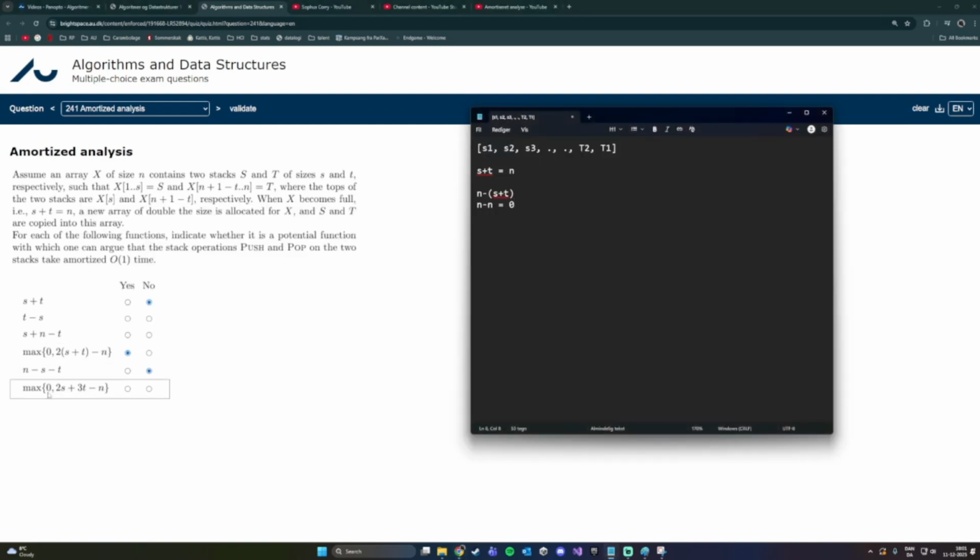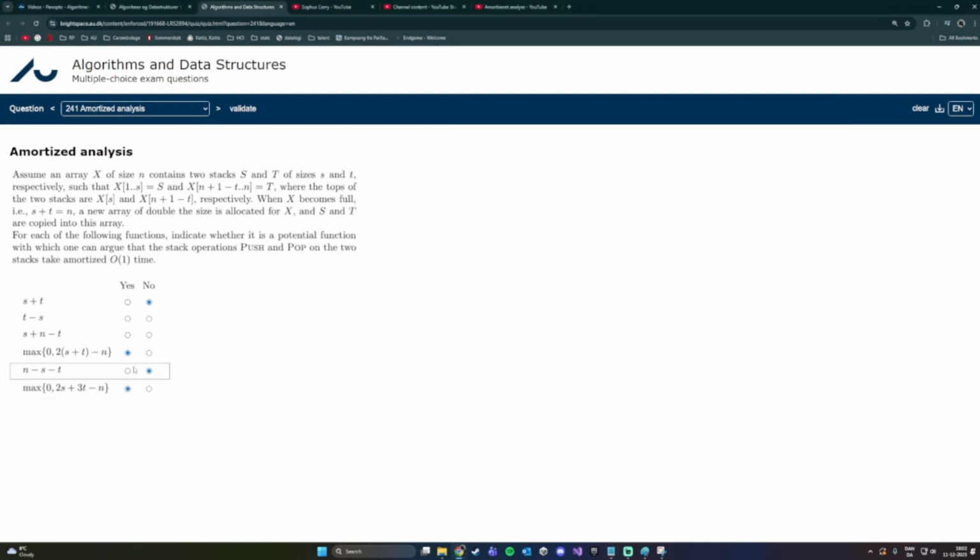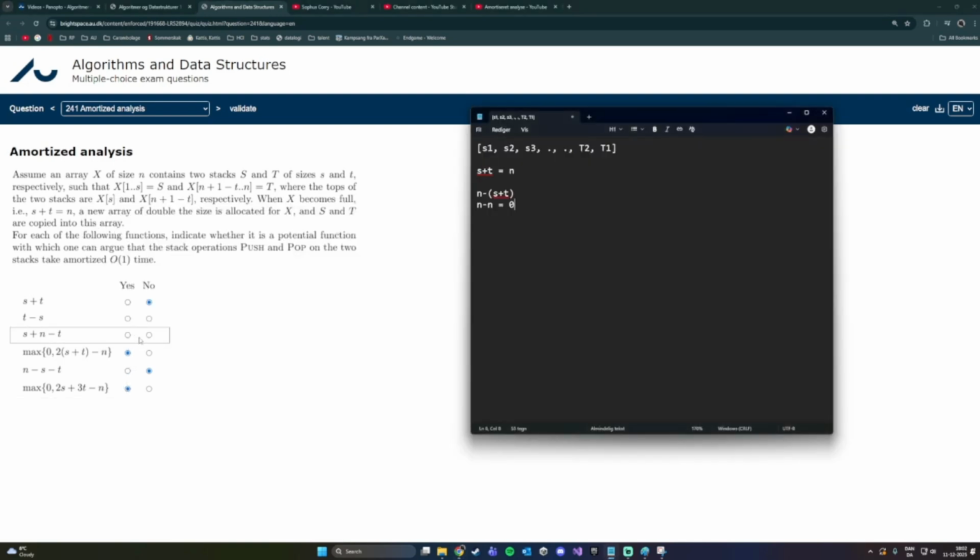Okay, let's look at this one, max of, and then we have 2s plus 3t, and we might look at this and say that's basically the same thing, right? Is that a constant factor? The important part to note here is that we are able to save up this amount of money, and this amount of money is also enough to pay. Those are the most important conditions, and they hold, so we can accept that one as well.